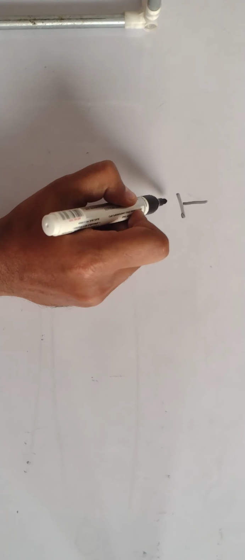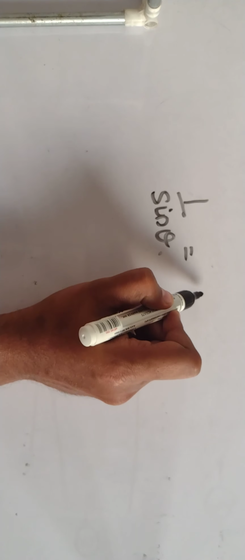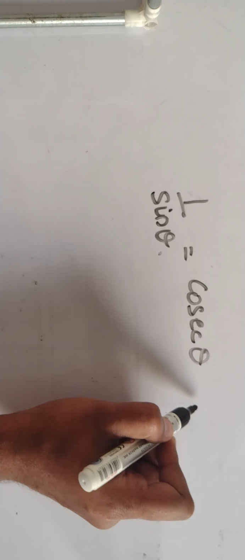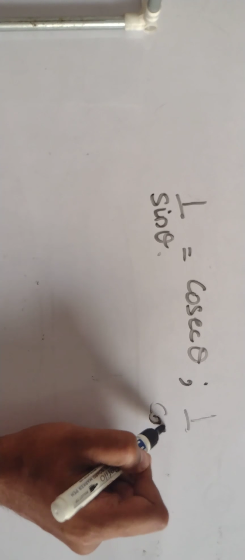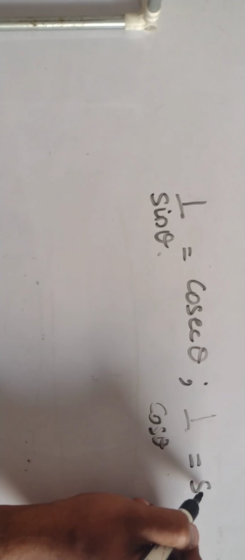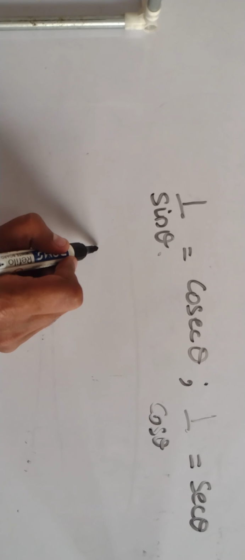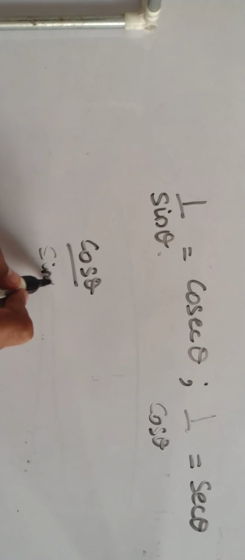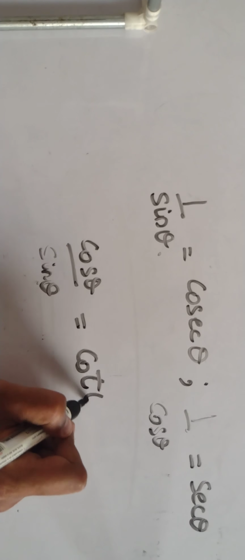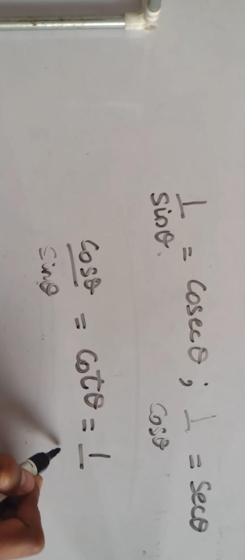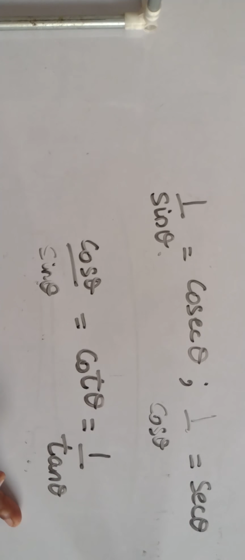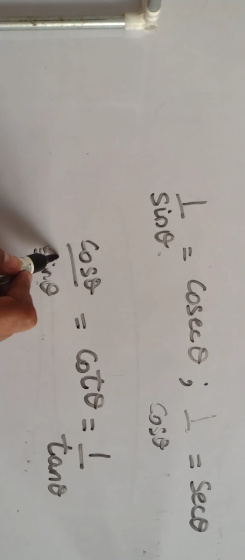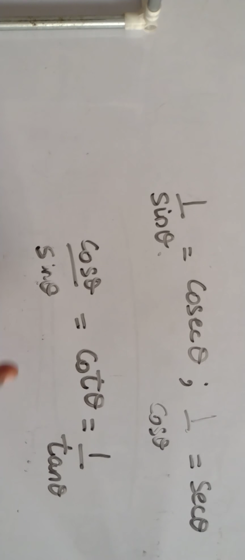So understand, the ratio of 1 by sin theta is nothing but cosec theta. Okay, 1 by cos theta is nothing but sec theta, and cos theta upon sin theta is nothing but cot theta, or you can also say as 1 upon tan theta. Okay, so these are some shortcuts that you need to understand. Once you do reciprocal of each other, you will be able to understand it. Getting it? So it's fairly easy.